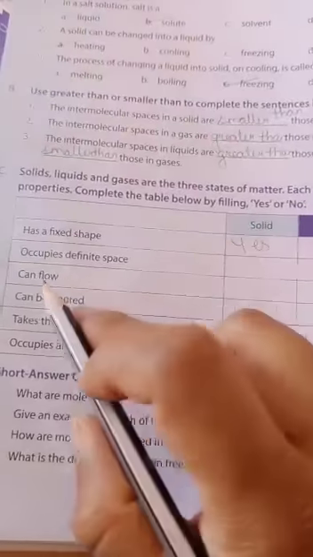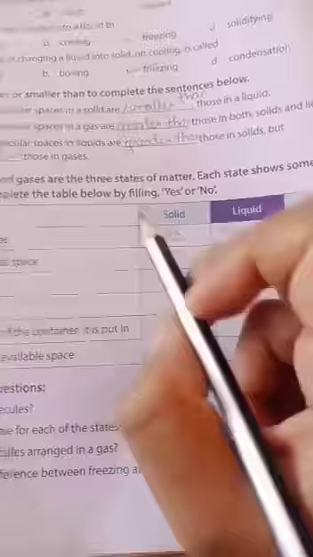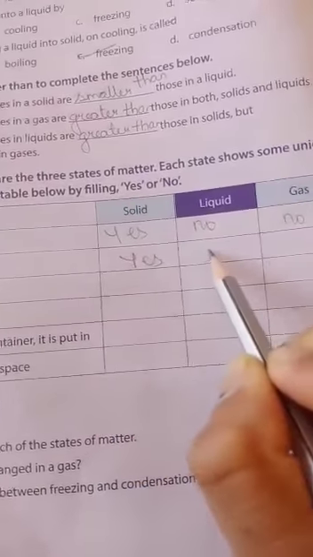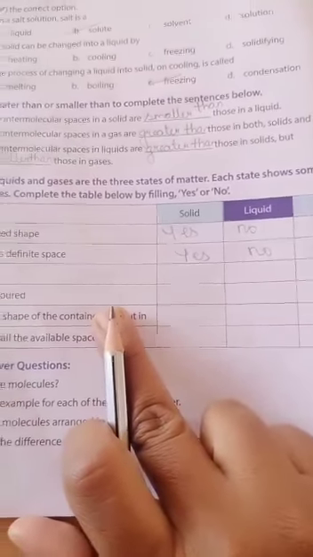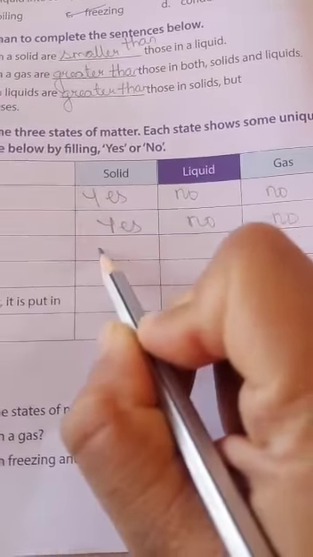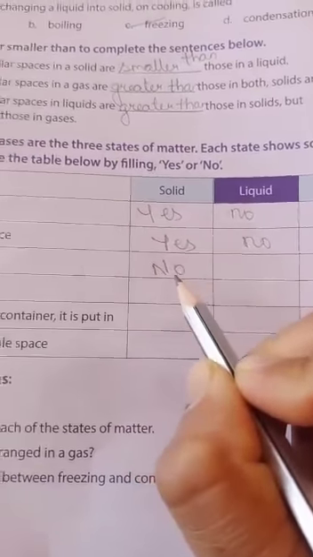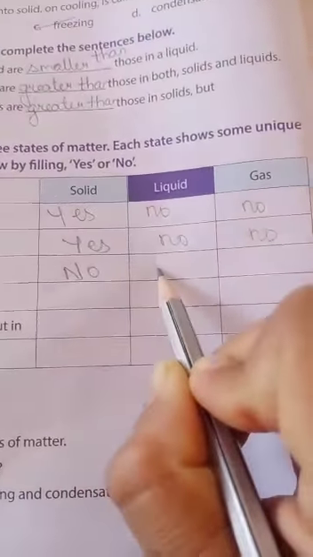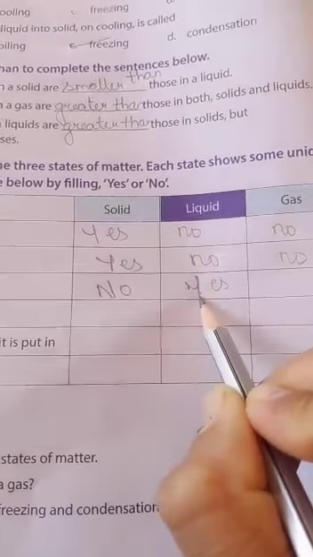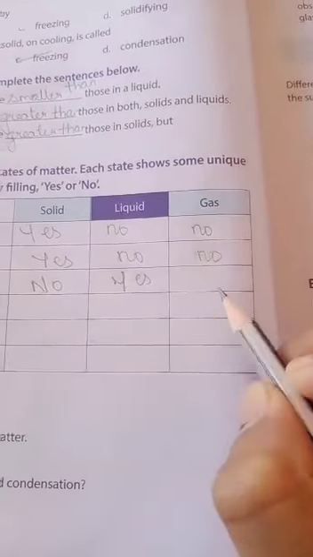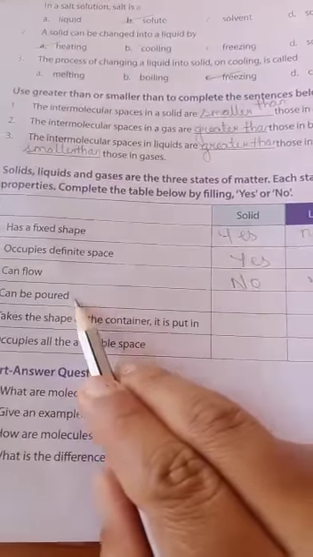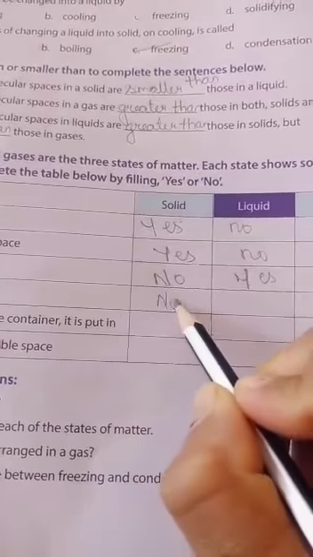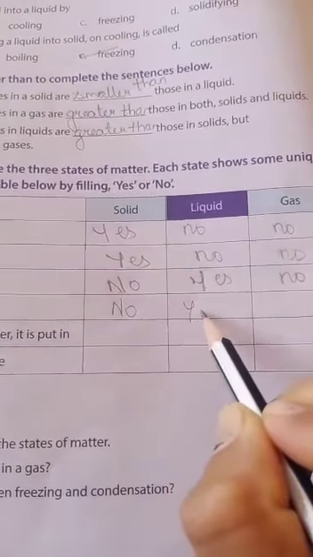Occupies definite space, yes. Liquid no, gas also no. Can flow, solid cannot flow, the molecules are tightly packed. Liquid can flow, yes. And gases don't flow, they move. Can be poured, no. Yes, water, liquid we can pour. No.